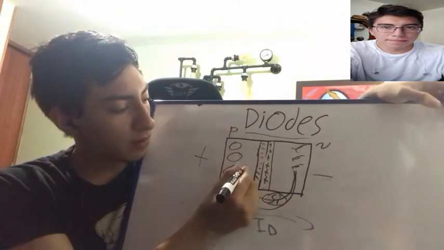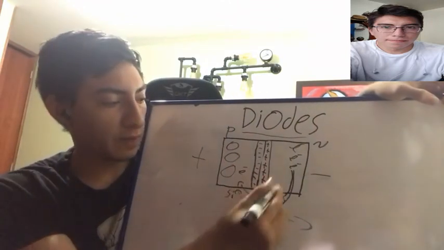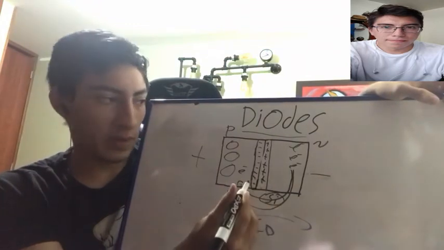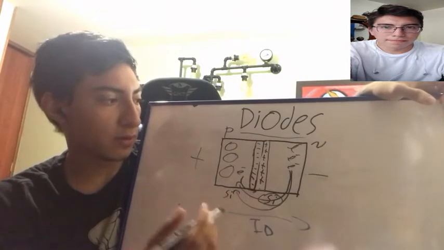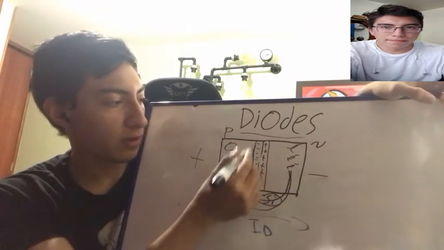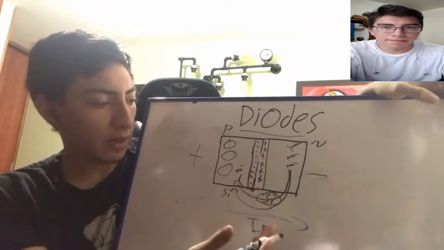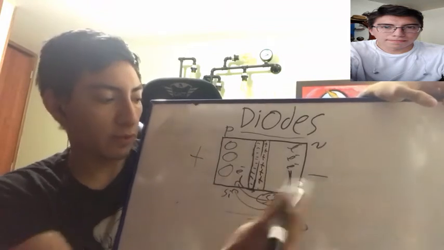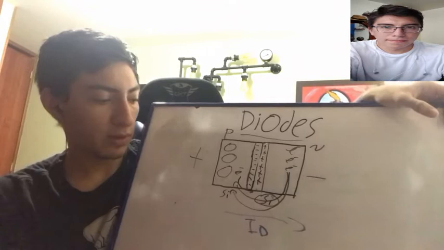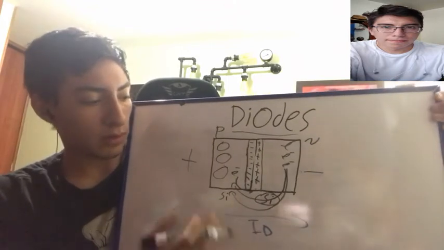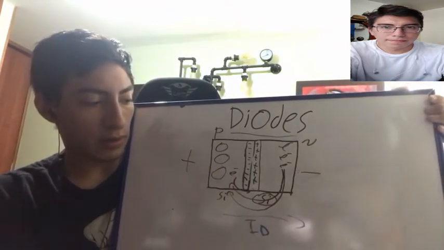If electrons from the P part that have been taken from the N part try to go back, they will not be able to do that because of the depletion zone. There are charges here that repel them, and that only lets current flow in one direction. So that's the main purpose of the diode. It lets current flow and conduct in only one direction and not the other.